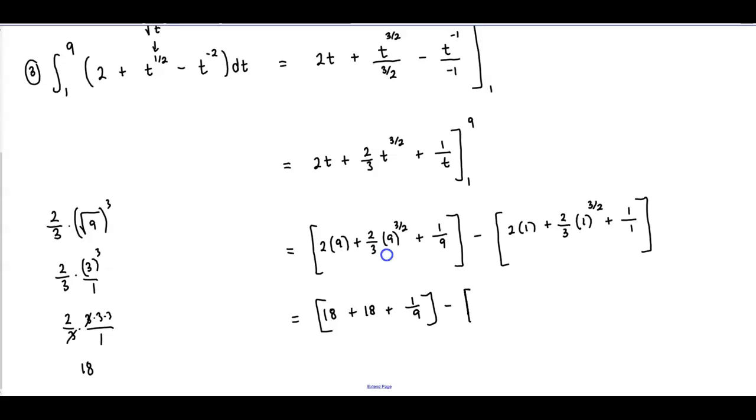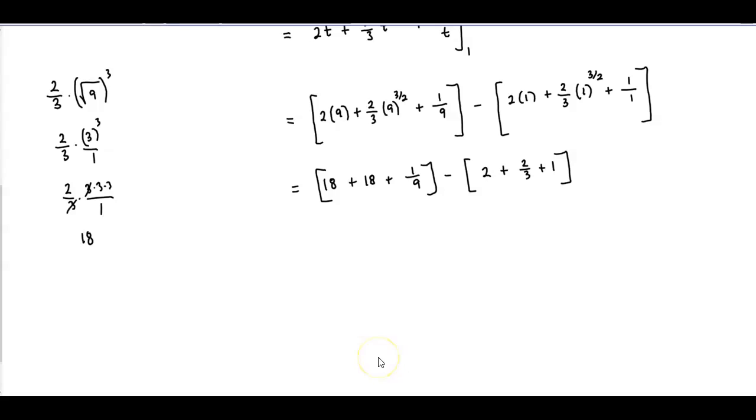And then minus, we have 2 times 1, which is 2, plus 1 to the 3/2 is 1. So this is 2/3 plus 1. Okay, so what do we get here? Well, let's combine this a little more. So we know that 18 plus 18 is 36 plus 1/9 minus, we know that 2 plus 1 is going to give us 3, and we have to distribute this sign, so it's minus 3, and then minus the 2/3.